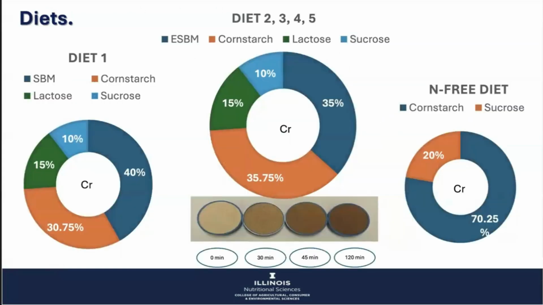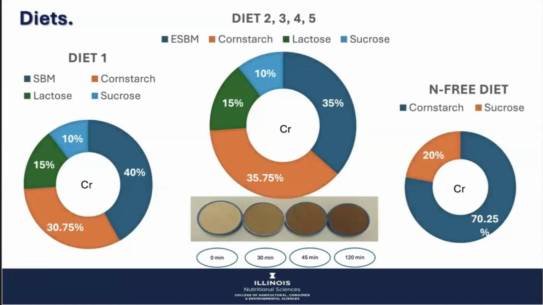For this experiment, we formulated 6 diets. Diet 1 contained 40% soybean meal and 30% cornstarch. Diets 2, 3, 4, and 5 contained 35% enzyme-treated soybean meal and 35% cornstarch. The difference between these diets is the enzyme-treated soybean meal used.